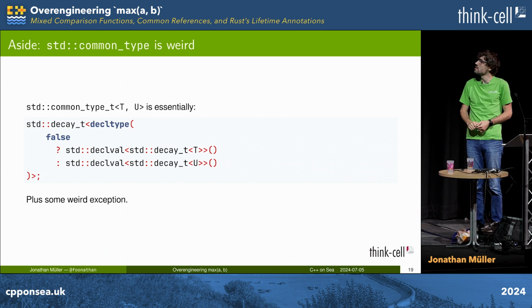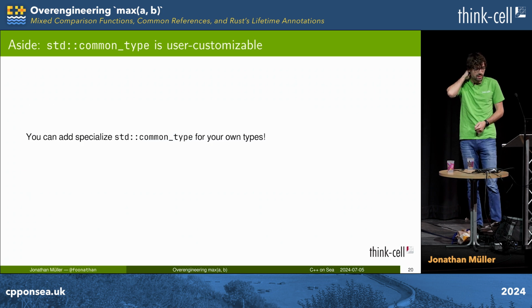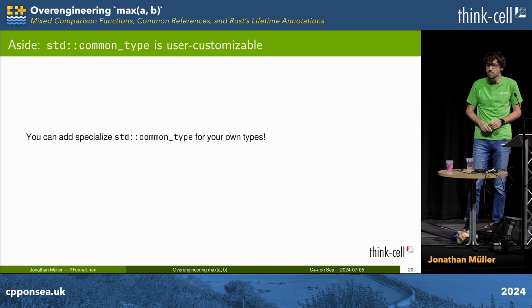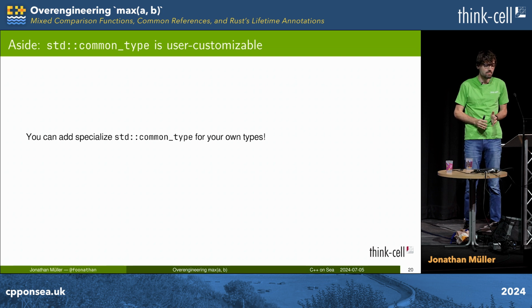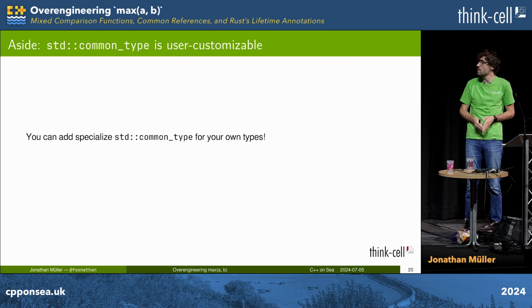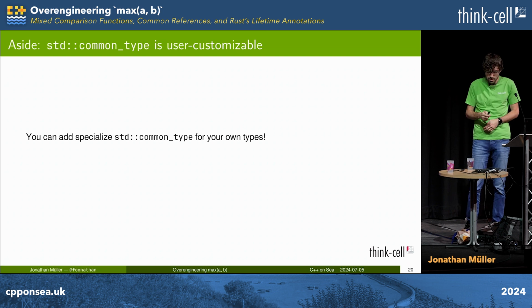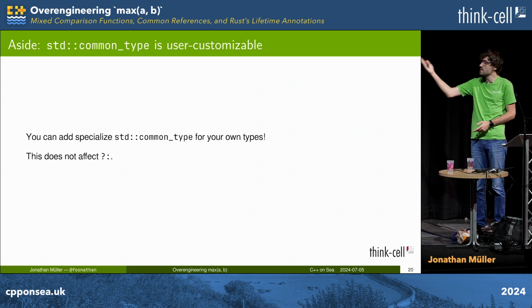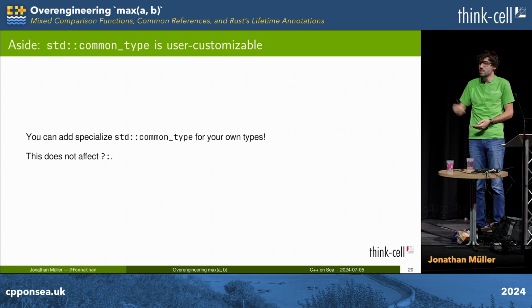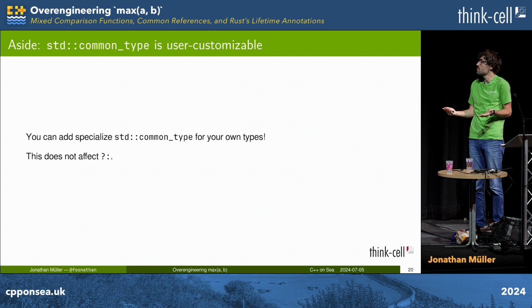The weirdness doesn't stop there. Common_type is also user customizable. It's the only type trait in type_traits that you can specialize for your own types. So you can specialize it, say, this is my type A, this is my type B, this is their common type. The standard library could say the common type of T and std::nullopt is optional T. This seems useful until you try it out and learn that this does not affect the ternary operator. So even if you add a specialization for T and nullopt to result in optional T, you cannot use it in a ternary operator, which kind of defeats the point. I don't know why we can customize it, but we can. It just doesn't affect the language in any way.